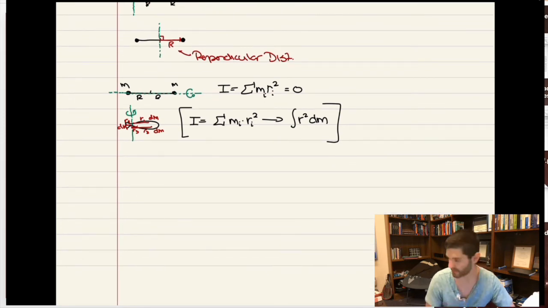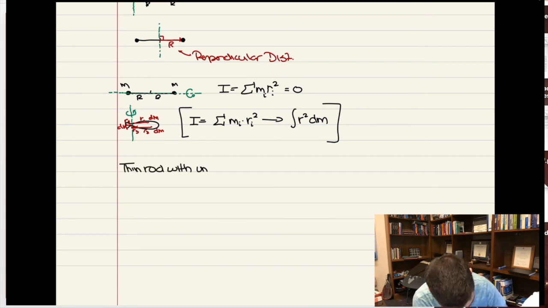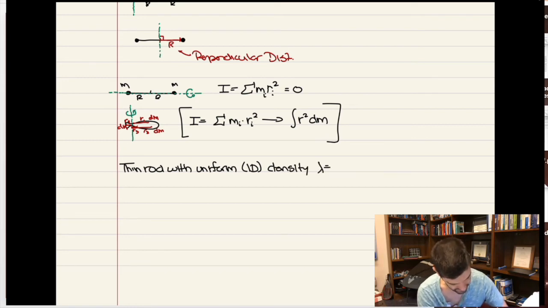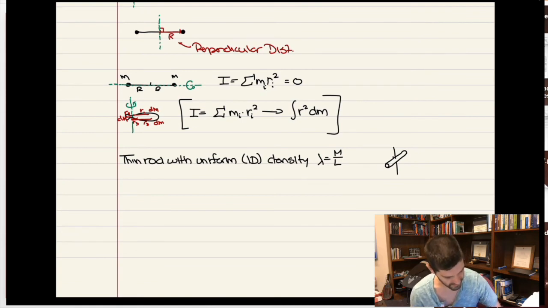So for example, let's take the rod, which let's assume it's a very thin rod that has some uniform density. So it could be thin rod with uniform one-dimensional density. And I might use lambda as the quantity there. So it might be some mass over the length, like what we talked about in the last lecture, if it's one-dimensional. And here's my rotation axis. I'm rotating about the center of the rod. And I'm specifying that the rod itself has some length L.